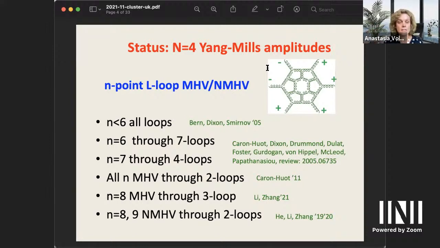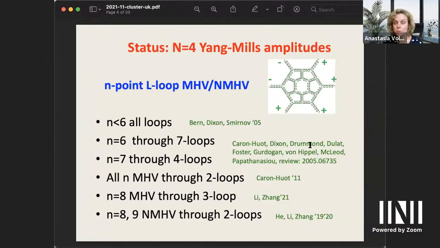So it turns out that for 4 and 5-point amplitudes, these are known to all loop orders, and they've been known for 15 years. Now, the interesting things start happening at 6 and 7 points. So the 6-point amplitudes have been computed through 7 loops, and 7-point amplitudes have been computed through 4 loops. And I refer you to this nice review by these authors.